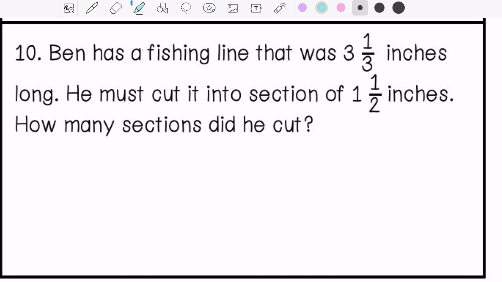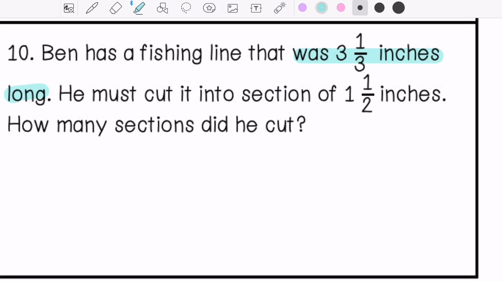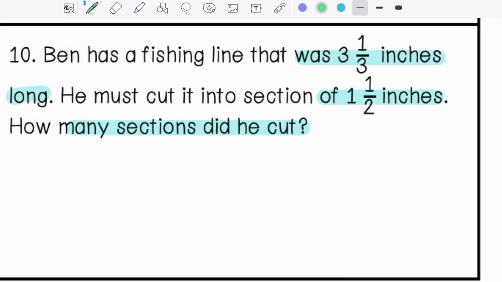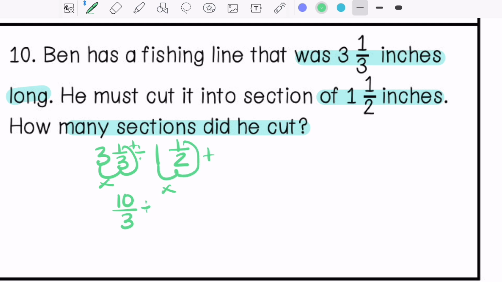All right, Ben has a fishing line that was 3 1/3 inches long. He must cut it into sections of 1.5 inches. How many sections did he cut? So we are doing 3 1/3 divided by 1 1/2. So it's 10/3 divided by 3/2. Keep, change, flip. We cannot cross simplify, so it's 20 over 9.